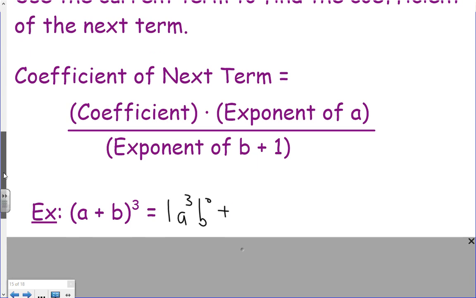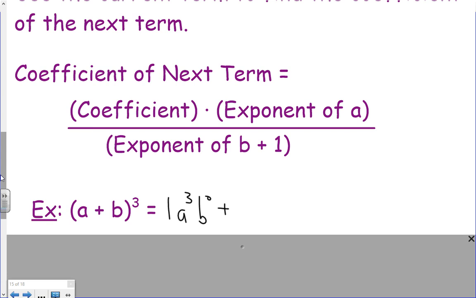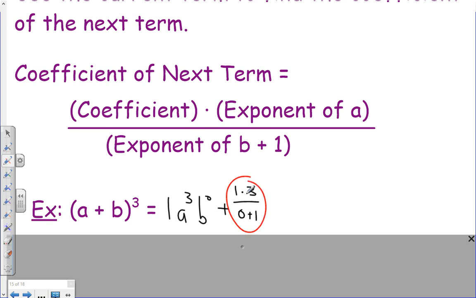Well, let's use this little technique here. It says take your coefficient, which is 1, multiply it by the exponent of a, which is 3, and divide it by the exponent of b plus 1. That's going to be 0 plus 1. And of course, what's that turn out to be? Well, 1 times 3 is 3, divided by 0 plus 1, that's 1. 3 divided by 1, that's better known as 3, right? So this right here is just equal to 3.